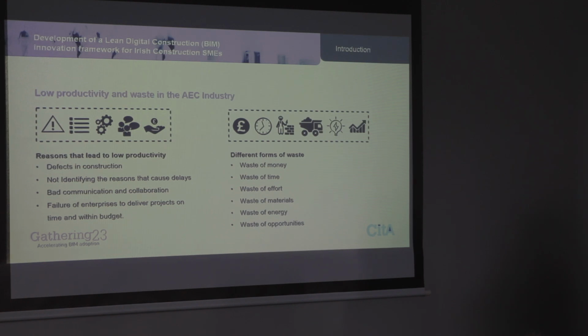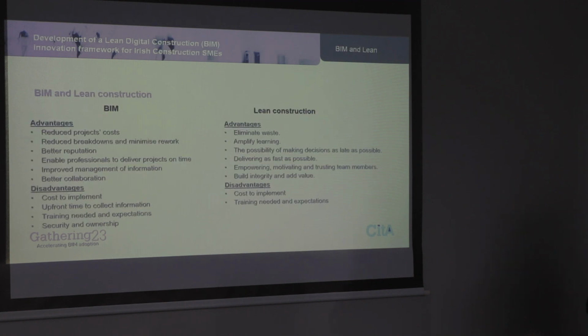The various forms of waste include the waste of money, time, effort, materials, energy, and lastly, the waste of opportunities. Lean Construction and BIM are two different philosophies that have significantly impacted the industry. A few of the advantages of using BIM are reducing project costs and breakdowns and minimizing rework. It also enables professionals to deliver projects on time and improve the management of information. Also, it provides better collaboration between team members.